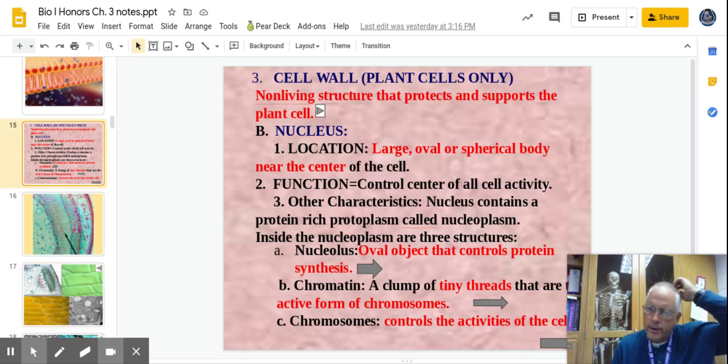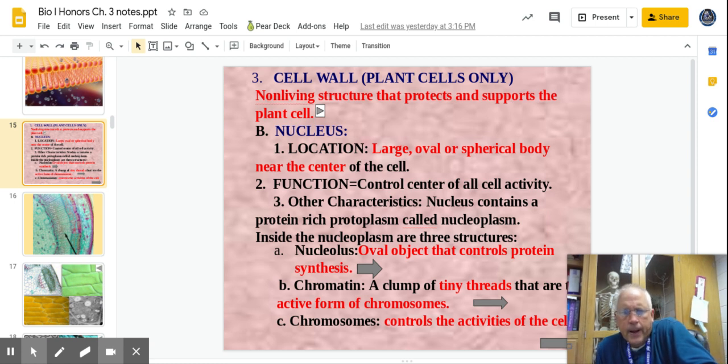Now, a nucleus does several things for us. It's kind of the brains of our cell. It controls all cell activity. What I really want you to understand is what is inside of the nucleus, what organelles are inside of that nucleus. So this gets a little confusing.